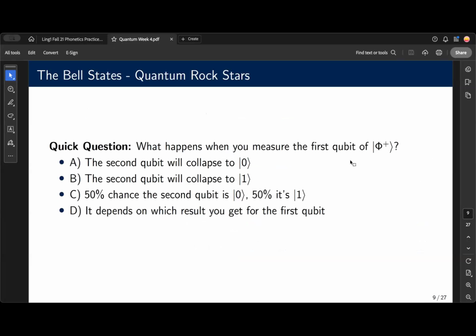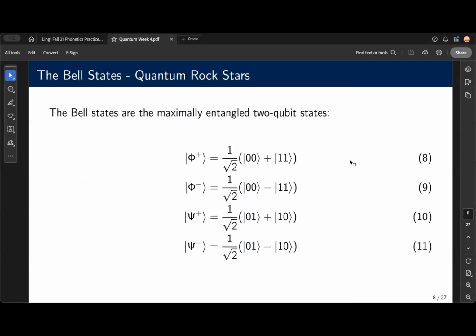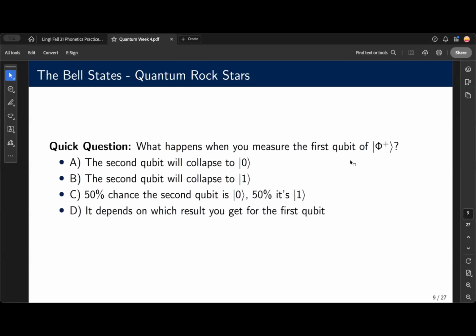And this question really emphasizes that. What happens when you measure the first qubit of the first Bell state? Looking at the Bell state again, equation 8 says 1/√2 of ket 0,0 plus ket 1,1. So when you measure the first qubit, let's focus on the 0 and the 1. What do you expect to see, or what happens?